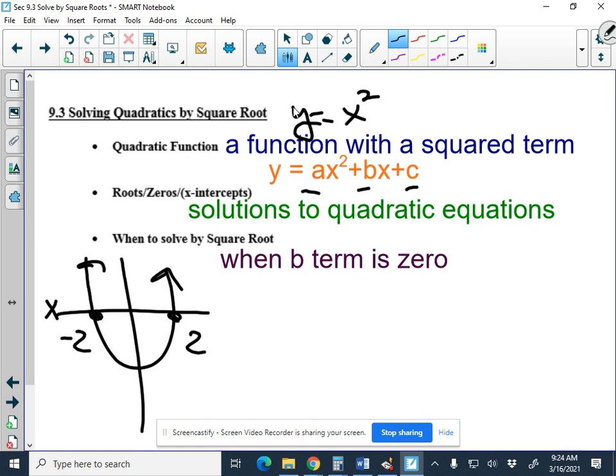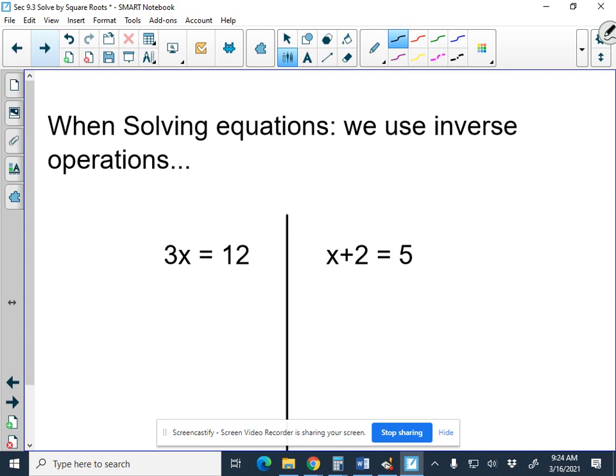But we're going to look at those and solve them with algebra now rather than using the calculator or the computer to solve it. So when do we solve by square root? When the b term is 0. So when would the b term be 0? We're going to see that over here.